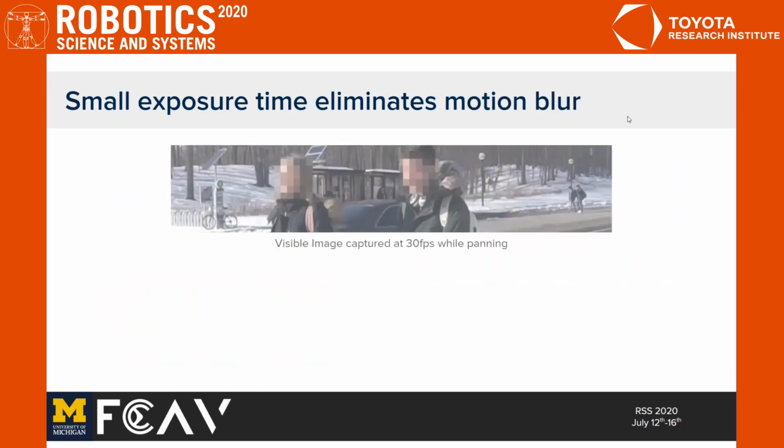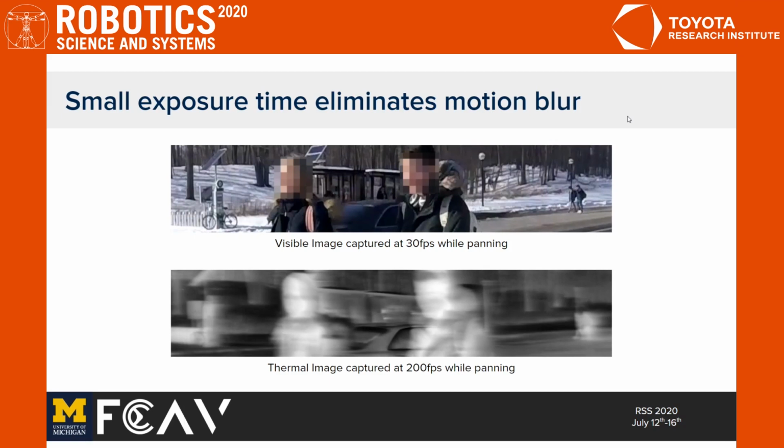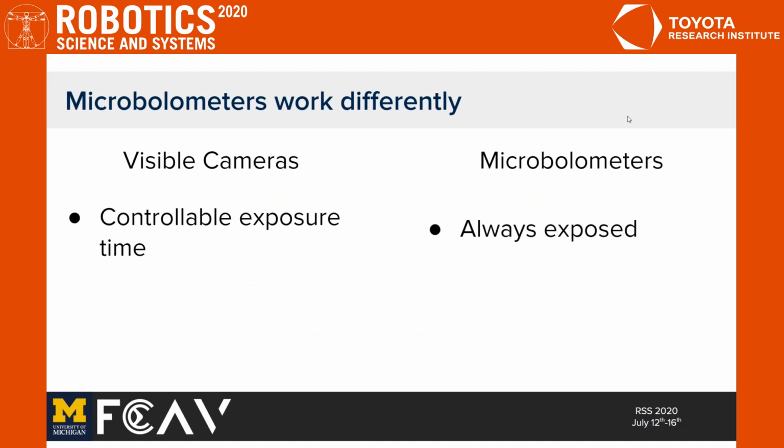Consider this image of a well-lit scene captured with a panning camera. There is no motion blur. However, the corresponding thermal image is significantly blurred despite the higher frame rate used in the microbolometer. While visible cameras allow us to control exposure time to limit motion blur, microbolometers are always exposed to the scene.